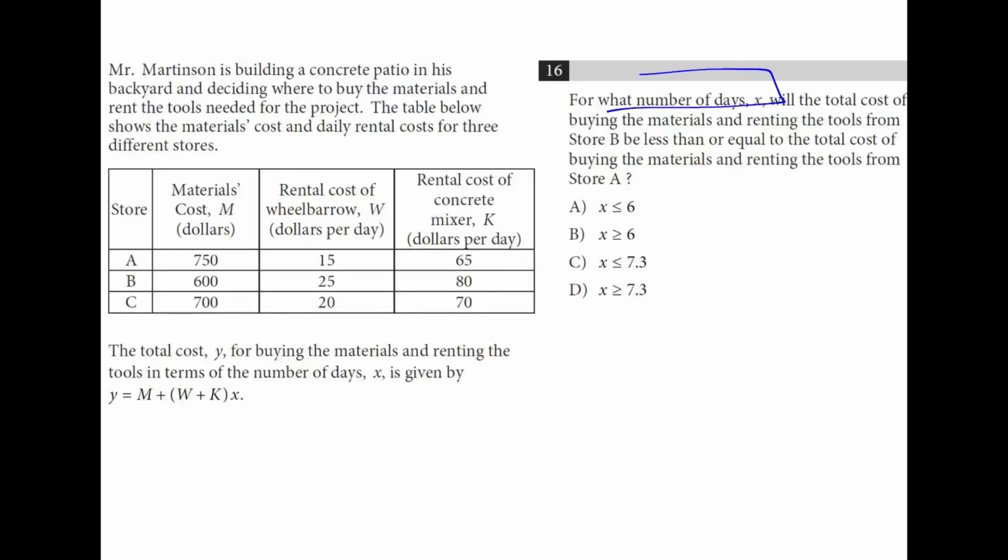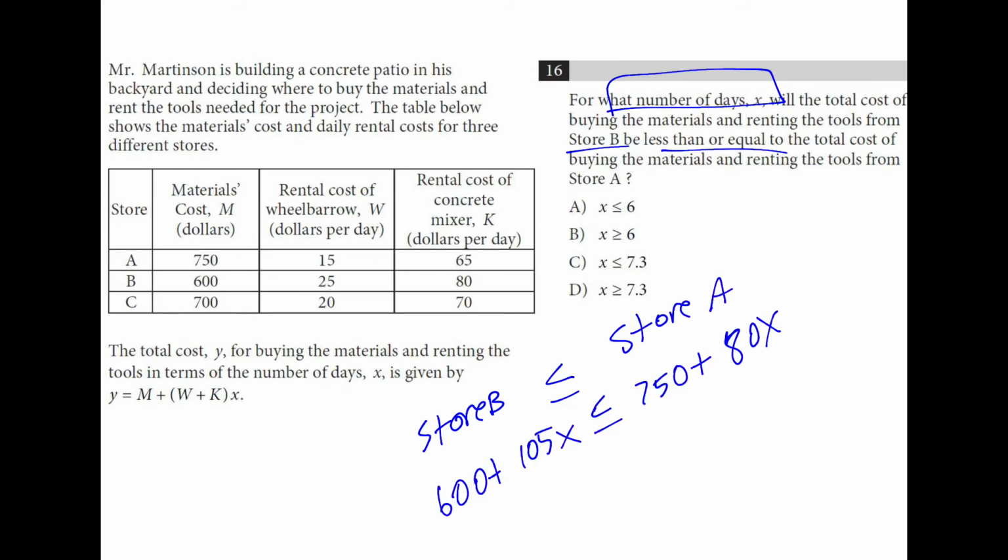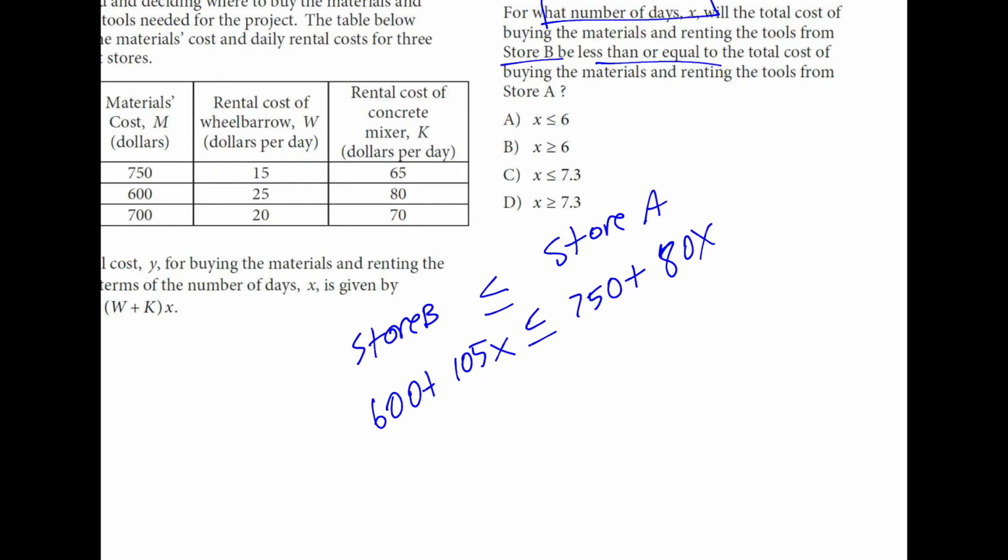For what number of days x will the total cost of buying from store B, buying and renting from store B, be less than or equal to store A? So we have store B less than or equal to store A. So if I include the concrete mixer and the wheelbarrow together, I can solve this by moving the x's to the left and the numbers to the right. If I divide by 25, that is when x is less than or equal to 6.